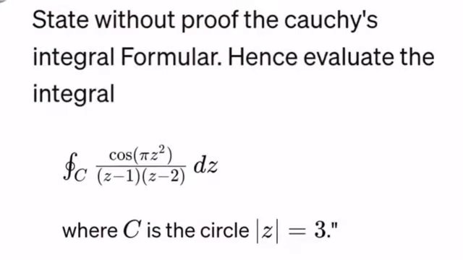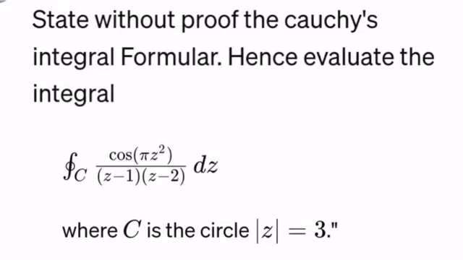Alright, so we are still on past question review on Maths 305. This is question 1 of the 2021 Maths 305 exam from Rivers State University, Port Harcourt, Nigeria. The first question says, state without proof the Cauchy's integral formula and hence evaluate the integral of cos(πz²) over (z − 1)(z − 2)² dz, where C is the circle |z| = 3. So that's the first part of that question.